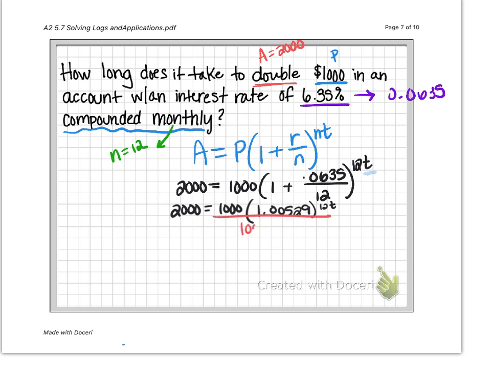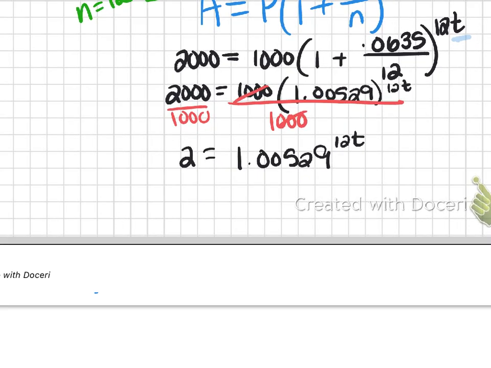First thing we'll do is divide both sides by 1,000, because that gets us one step closer. 2,000 divided by 1,000 is 2, equals 1.00529 to the 12t. So we need to get this t out of the exponent position and into a solving position. The way we would do that is how we get any exponent out of the exponent position, which is by turning it into a log, because the answer to a log is always the exponent. So we can get the exponent down next to the equal sign rather than up where we can't get to it.